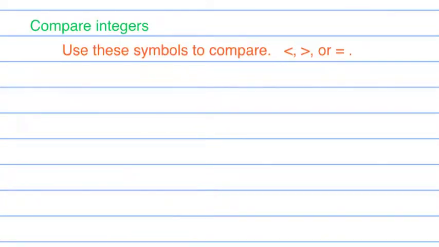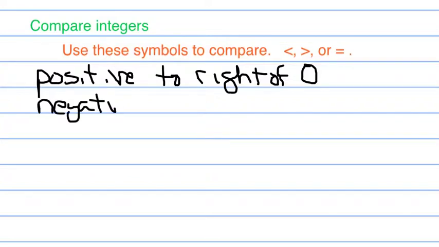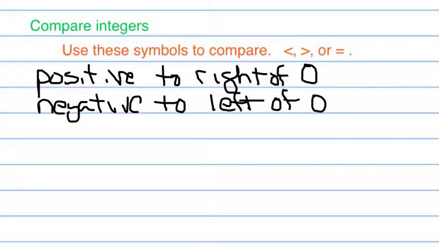Okay, let's fill in some more blanks on your handout. Numbers to the right of 0 are going to be your positive numbers. Positive to the right of 0. So that means negative numbers are going to be to the left of 0. And we're going to use this information in order to compare integers.